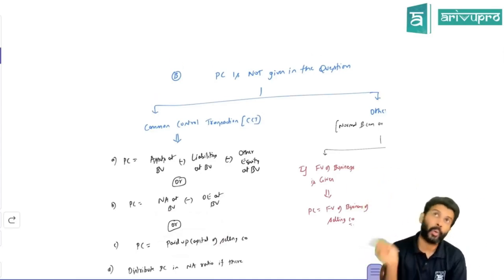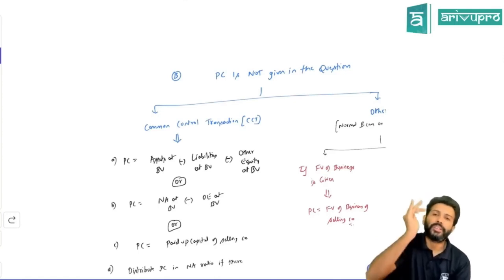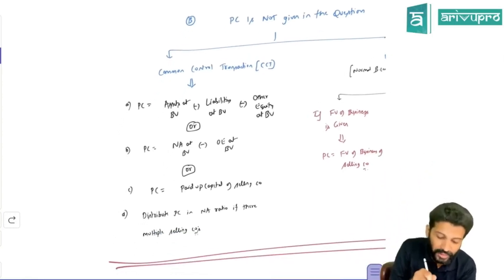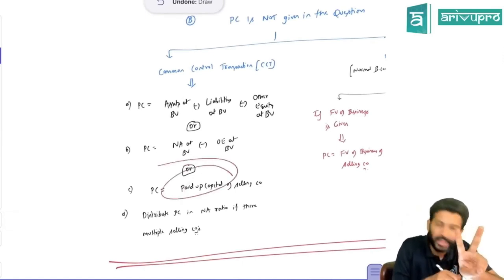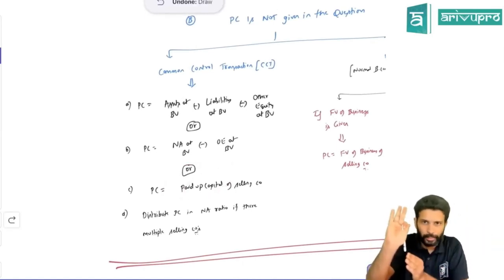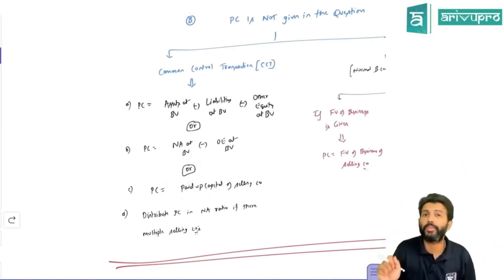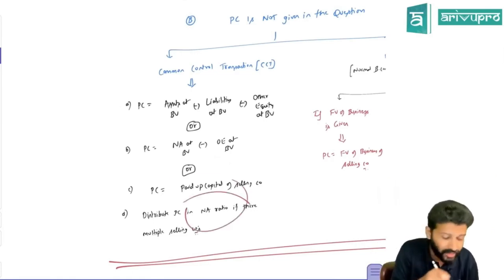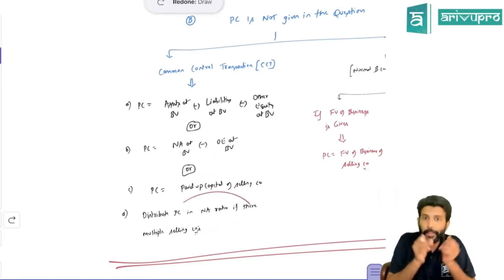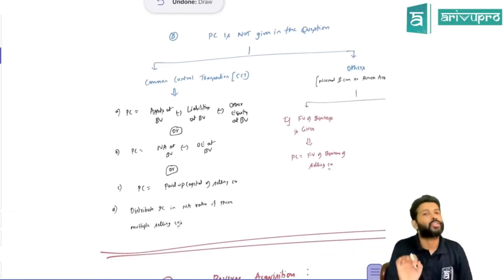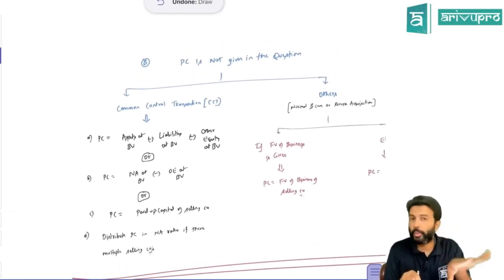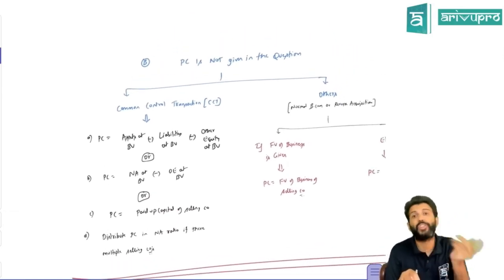That is one. So what if we have more than one selling company? Sir, if we have more than one selling company, whatever PC you got, if there are two selling companies, find out both the companies' PC, add them up. You will get total PC. The total PC will be distributed to the selling companies in their net asset ratio. Okay, so this is what you need to keep in mind. This is about common control transaction if PC is not given.